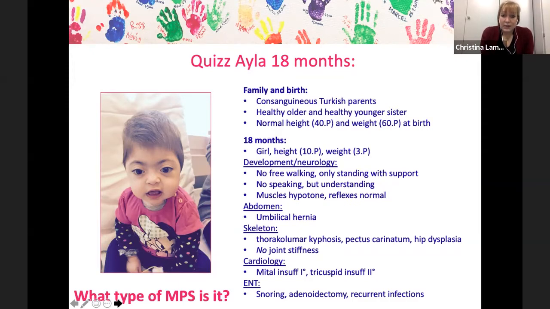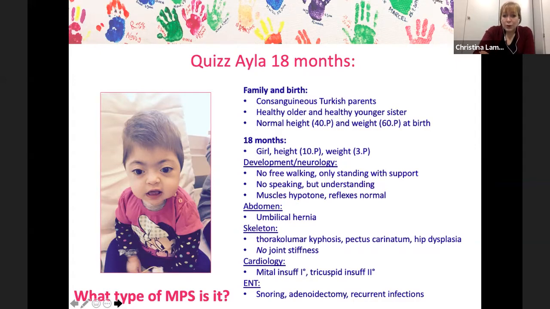And this is actually, with all the other signs and symptoms, why she was sent to a pediatrician for further diagnostics. If you look at the development and the neurology, she was not able to walk freely, only standing with support at 18 months. She was not speaking, but understanding everything. Actually, she was also bilingual, German and Turkish. The muscle seems a little bit hypertonic. The reflexes were normal and the neurological exam was normal as well.